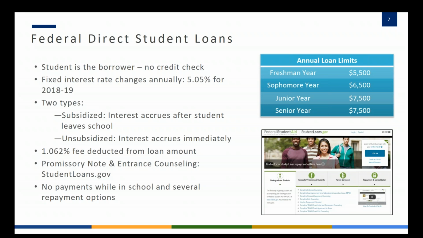A small fee of 1.062% is also deducted from the loan, so they'll need to take that into account when understanding what can be applied towards the balance. So they won't be able to apply the full $5,500 towards their balance at the school, their bill. It'll be $5,500 minus that 1.062% fee.